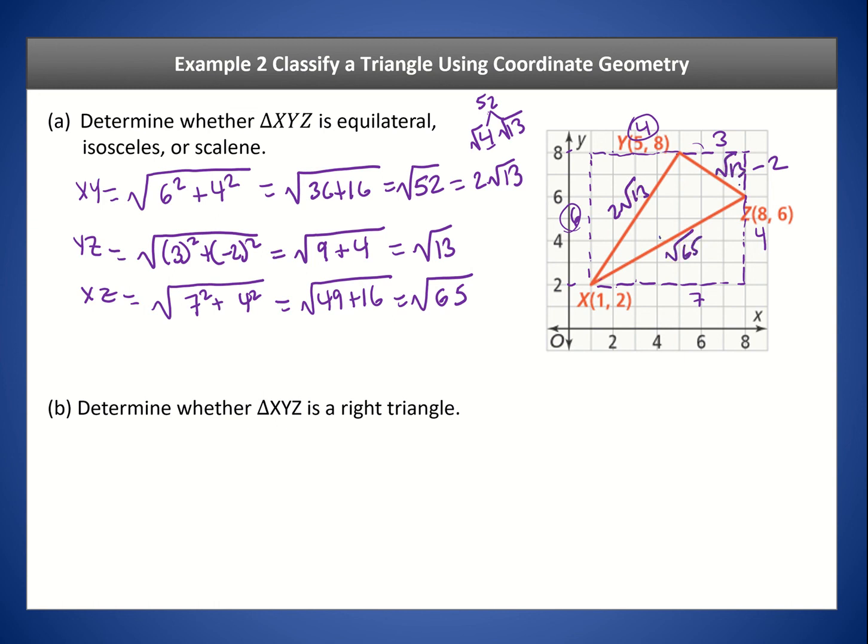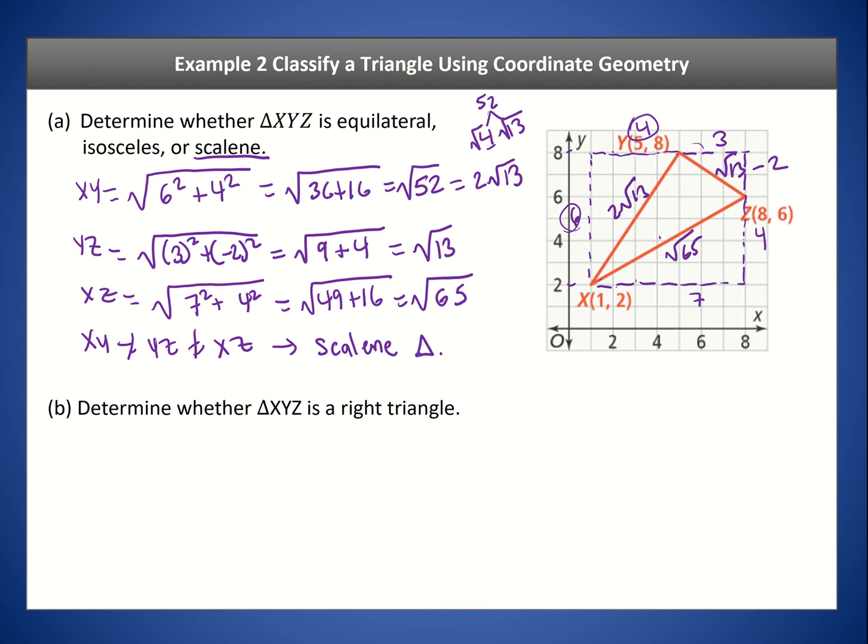So all the numbers are different lengths, or they're different distances. And because they're different distances, we call that scaling. All right, remember, if 2 of the distances were the same, it would be isosceles. If they were all the same, it would be equilateral. So this is a scaling triangle since xy does not equal yz, which does not equal xz. So we got ourselves a scaling triangle.